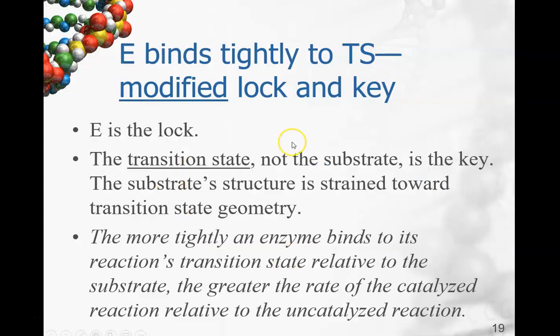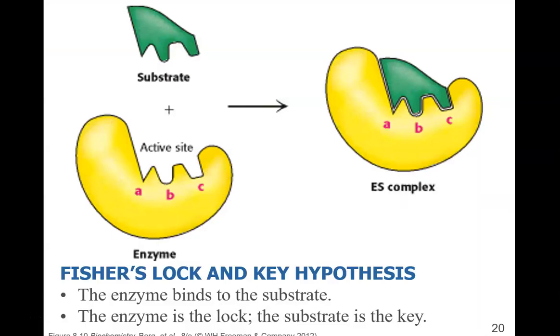So our modified lock and key hypothesis then is that the enzyme is still the lock, but the transition state and not the substrate is the key. And the substrate structure is strained toward the transition state geometry. So we can say that the more tightly an enzyme binds to its reaction's transition state relative to the substrate, the greater the rate of the catalyzed reaction relative to the uncatalyzed reaction, or the greater the rate enhancement we get when we add the enzyme.